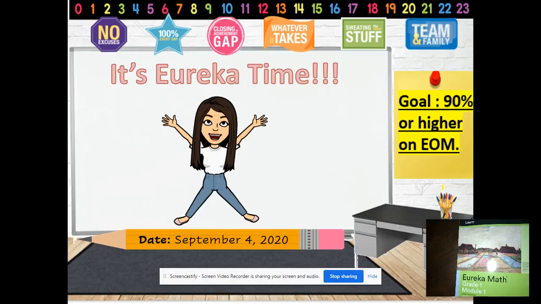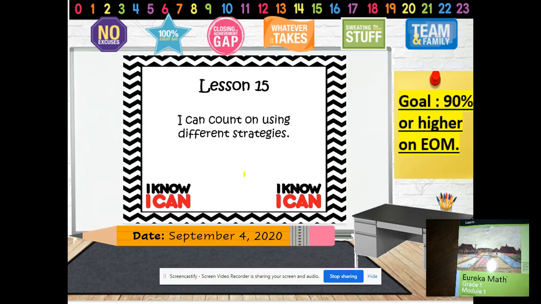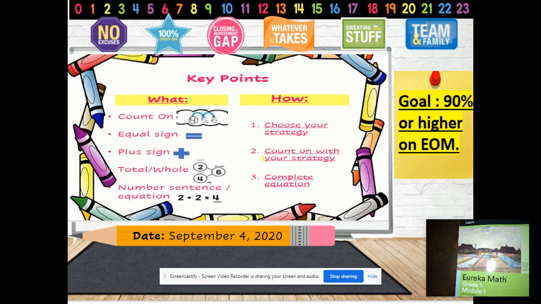Eureka time! Today we are September 4th, 2020. Our lesson is 15 and our objective says, I can count on using different strategies. So we've been practicing counting on using different strategies, right? We'll go over these strategies in our lesson for today.